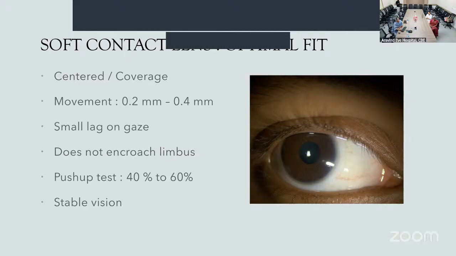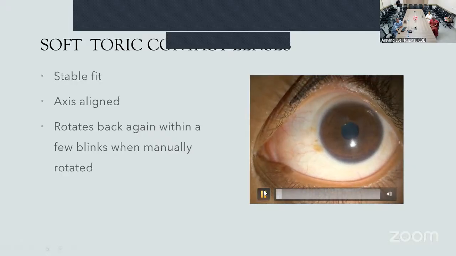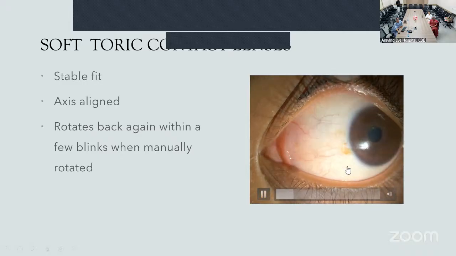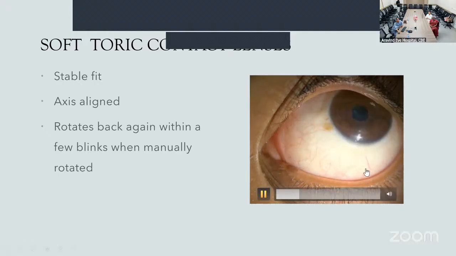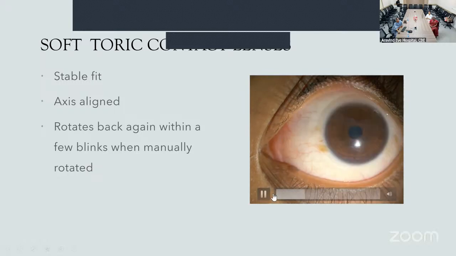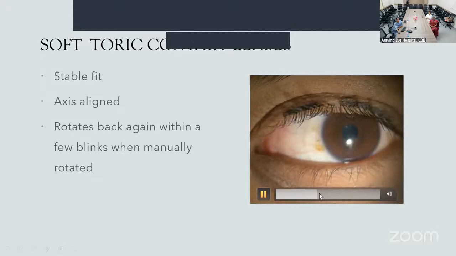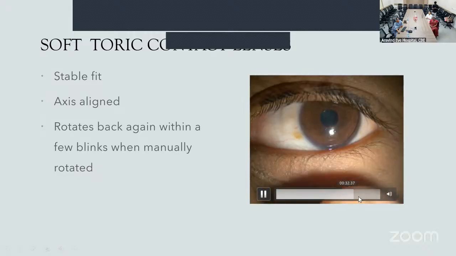So what are the additional points you have to see in soft toric contact lenses? The fit should be stable and the axis should be aligned, and the lens should rotate back after a blink. The inferior laser mark should always be at the 6 o'clock. If you push the lens, it should again come to a point of rest at the same position with the inferior laser mark at 6 o'clock.